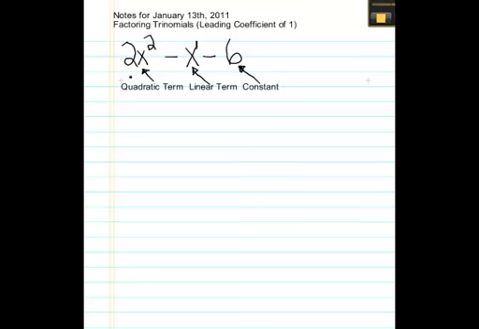The next podcast is actually going to get into how we can take this trinomial and factor it, turn it back into the product of two different binomials. So I'm going to stop this podcast for now, and then we're going to look at factoring a trinomial where the leading coefficient is 1. So we're not going to factor this trinomial today because the leading coefficient is 2. We're going to look at one where the leading coefficient is 1.